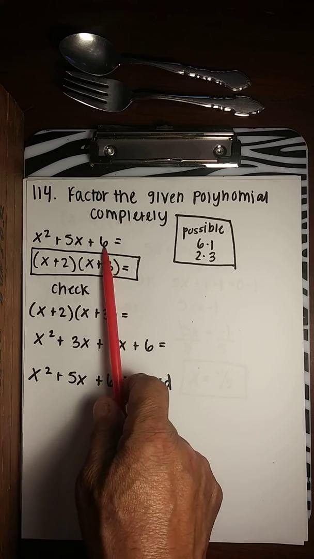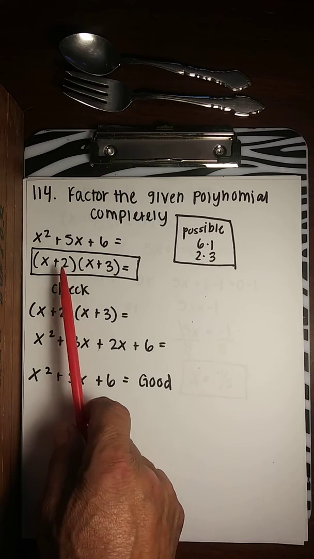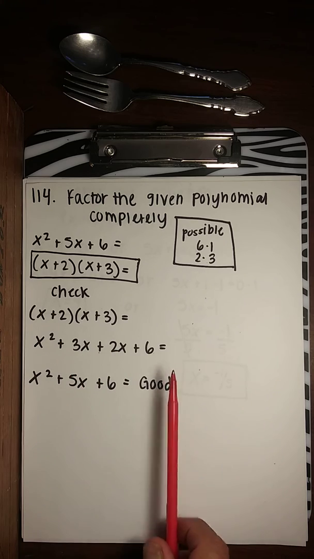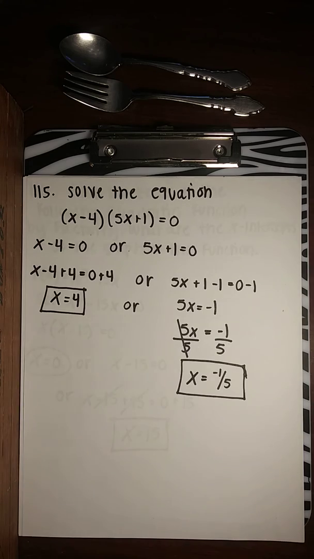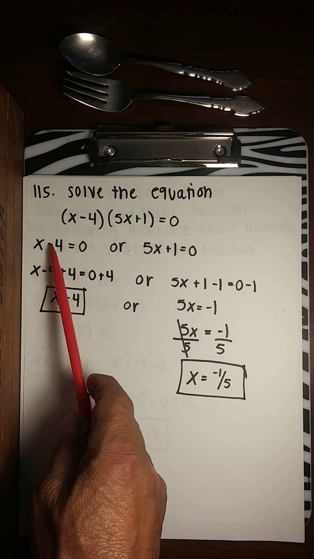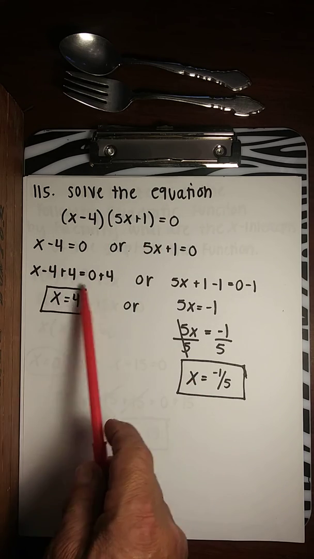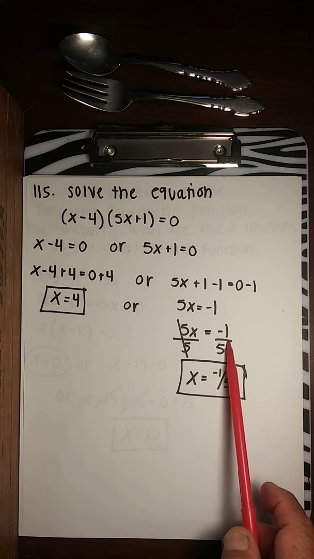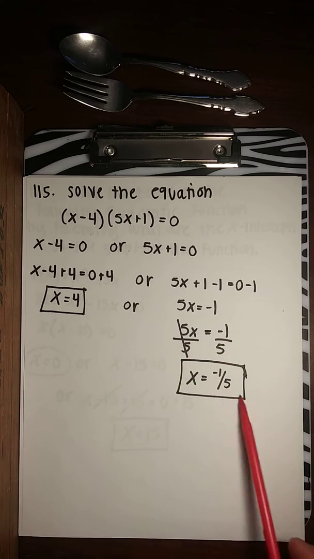Factor completely. 6, 6, 1, 2, 3. So we have x times x squared, x times 3x, and 2x is 5x. Yes, it's good. It worked. This one, solve it. Set equals 0. This one, add 4, add 4. So 5x minus 1 plus 1. So divide by 5, divide by 5. So 4 and negative 1/5.